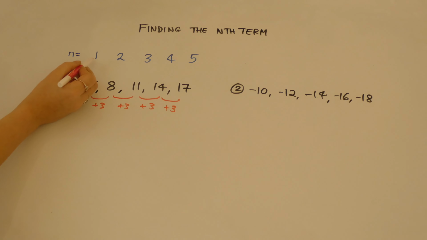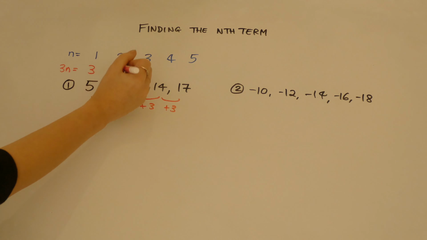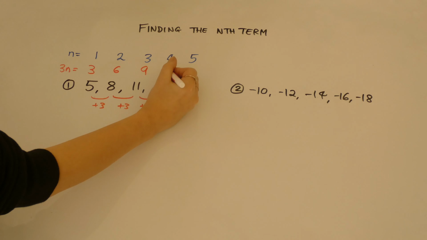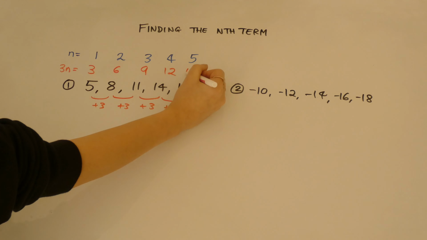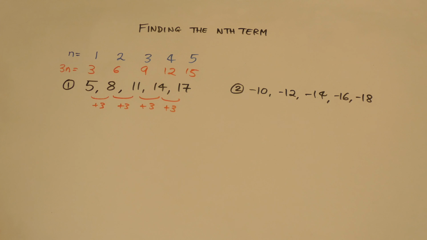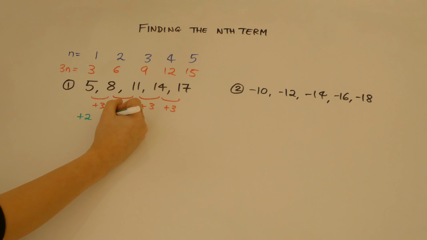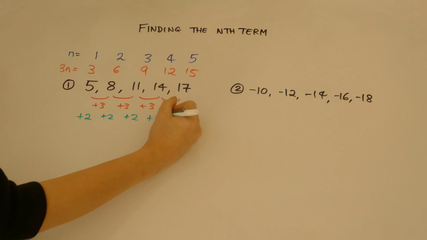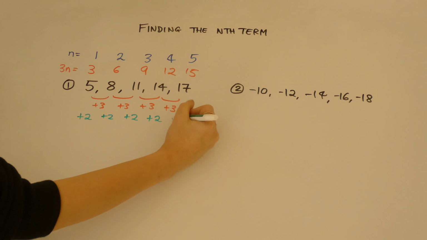So we get 3n, so we're just timing 1 by 3 to get 3, 2 by 3 to get 6, 3 by 3 to get 9, 4 by 3 to get 12, and 5 by 3 to get 15. All we now need to do is look at our 3n and work out how did we get from 3n to our term. So here we're going from 3 to 5, so we had to add 2. Here we're going from 6 to 8, we're adding 2. 9 to 11, we're adding 2 again. 12 to 14, we're adding 2. And 15 to 17, we're adding 2.